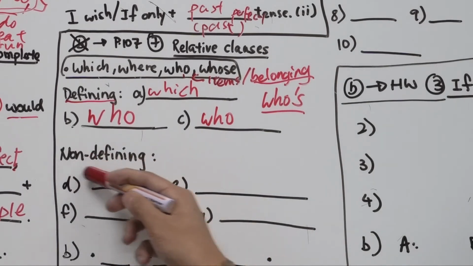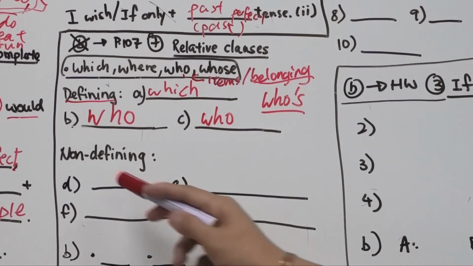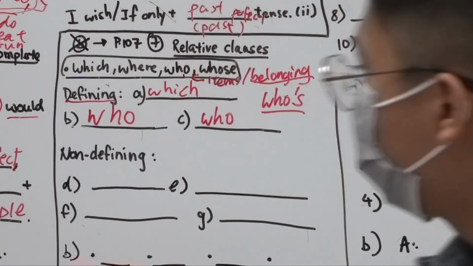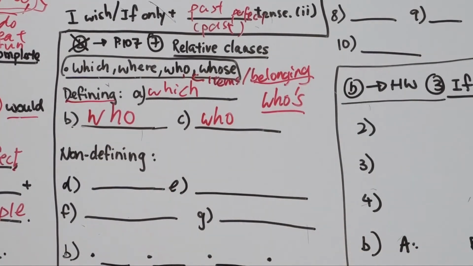Now let's go to non-defining. If defining is something that we need, a very important piece of information, what do you think non-defining means? Is it important? No, right? We could remove it. Non-defining means we can remove it, right? So let's try to read it together, and I will give you the first answer.